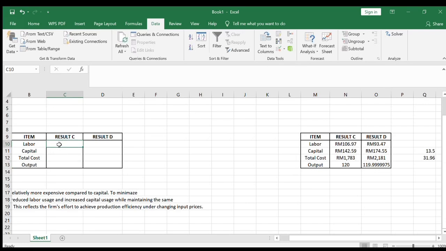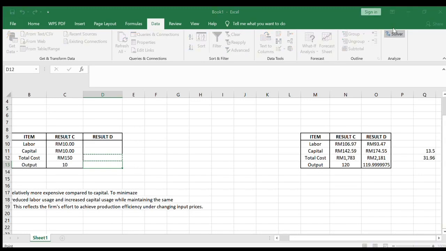For the result, labor you must put 10. For capital you must put 10 also, and total cost you must make this, plus 5, enter, output 10. Then you must go to solver.